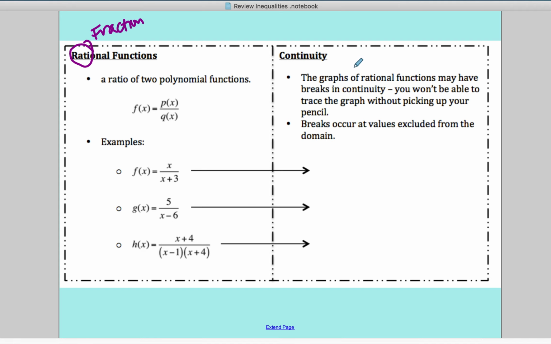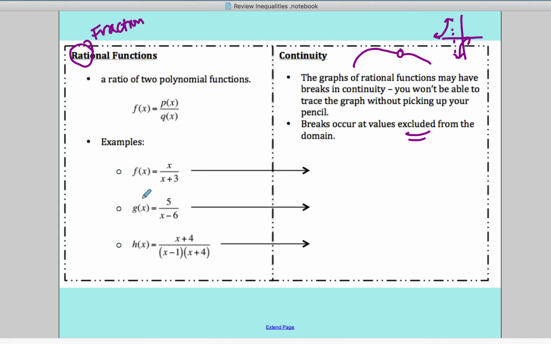Some options for breaks would be if I was driving along and there's a hole in my graph. Another option would be a vertical asymptote, where you can't touch, that little invisible line. So here's a little example with the vertical asymptote. Breaks occur at values excluded from the domain, so numbers that you can't plug into the function because you would get an error.